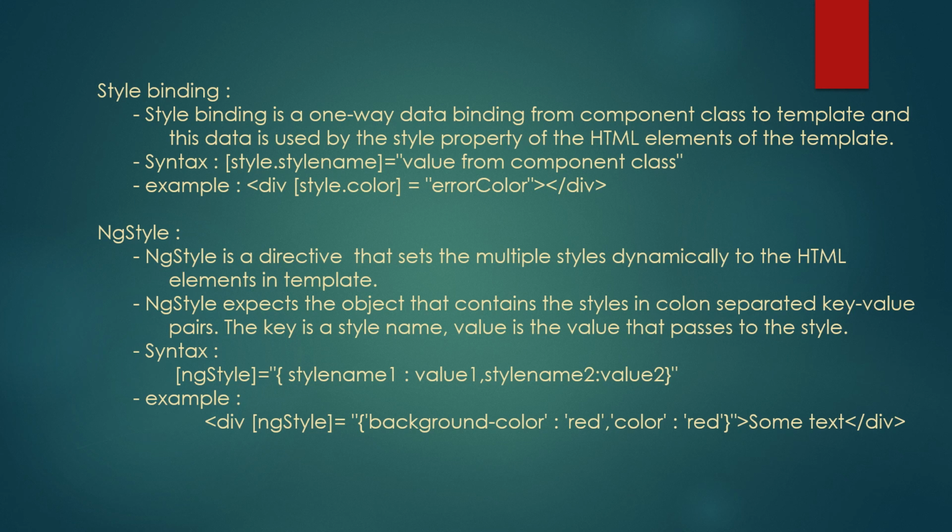Suppose I want to set the text color with some color, the value coming from the component class, for the div tag. Then we need to specify div, within brackets style dot color, is equal to, and we need to specify errorColor. errorColor is the value which is coming from the component class.